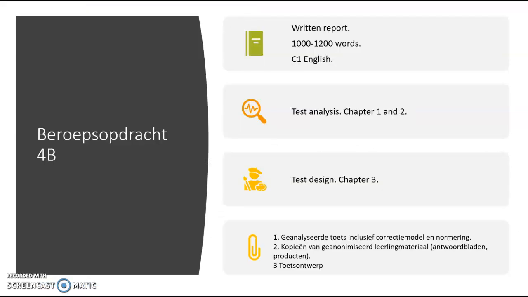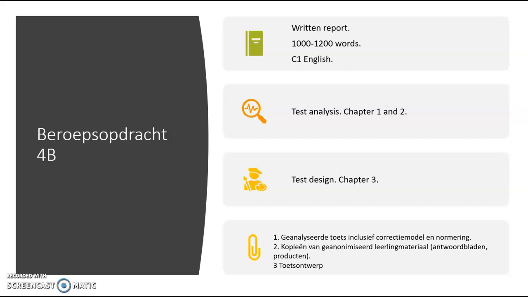So the essentials for Beroepsopdracht 4b. It needs to be a written report between 1,000 and 1,200 words long. It needs to be written in English, C1 level. And it consists of 3 chapters. The first 2 chapters are actually a test analysis that you will be doing. I'm going to talk you through the details of that later on. And then the third chapter is actually the justification of your own test design. I'll go into that a little bit later as well.